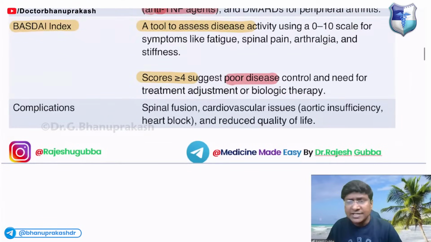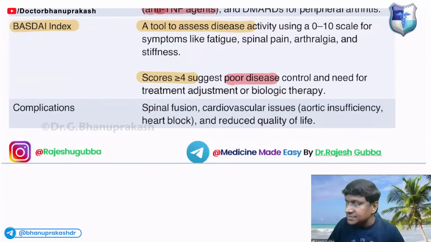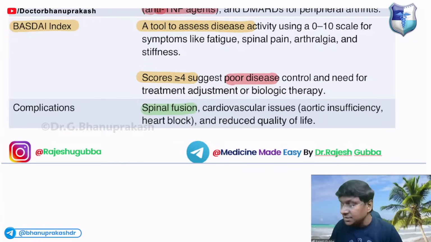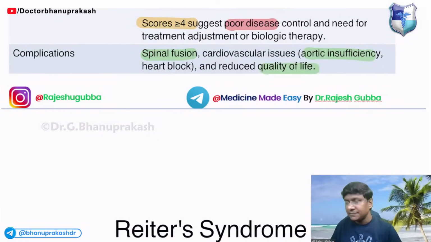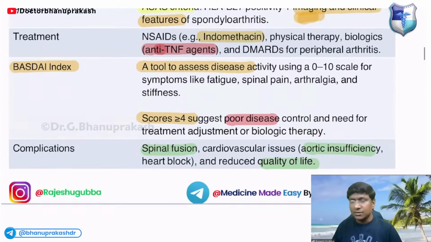Okay, next. What are the complications? The complication that you will have is spinal fusion. I already said, the vertebra will be fused. Cardiovascular abnormality can be there in the form of aortic regurgitation and complete heart block, and there will be reduced quality of life. Okay, so this is about ankylosing spondylitis.